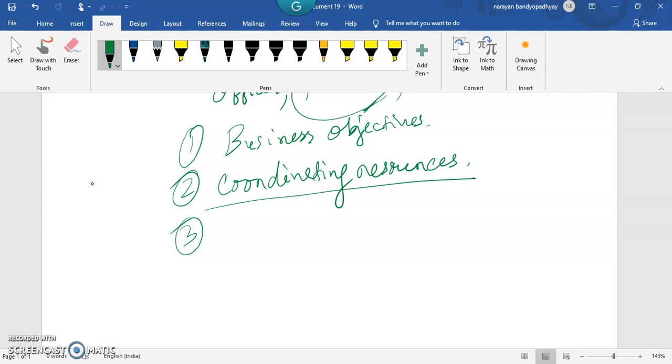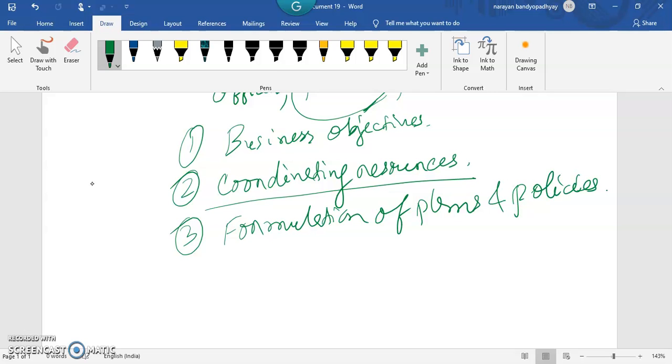Number 3, they used to formulate the plans and policies. Whatever the plan will be there, what plan do I mean? Sometimes there will be a 1-year plan, maybe a 5-year plan. So the plans are divided into separate numbers of years. Long-term plan, short-term plan. The short-term plan is that within 1 year, 1 lakh pens should be sold. For 5 years, we should reach an extra profit of 5 crores. So these types of plans and policies are set by top management.